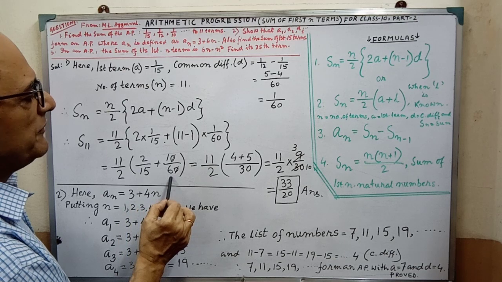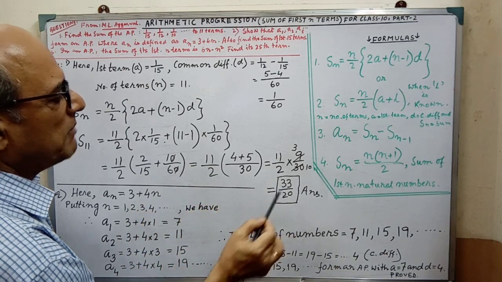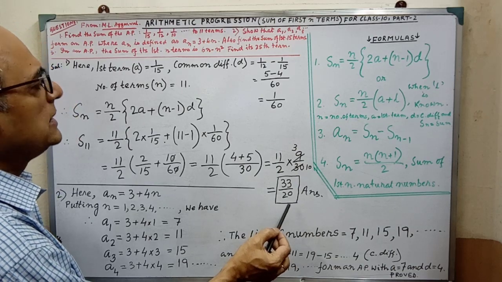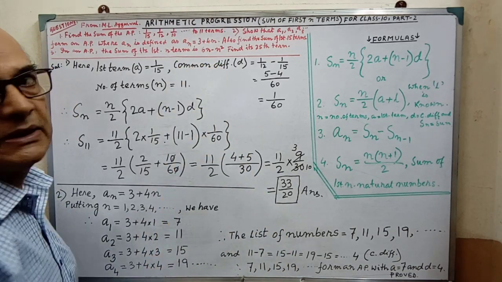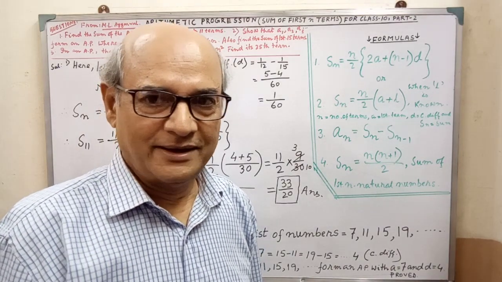Very simple simplification. After simplification it is coming 33 by 20. This is the sum of 11 terms of an AP. I think it is clear.